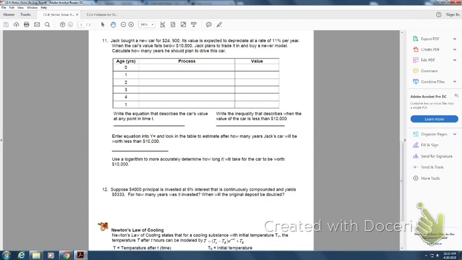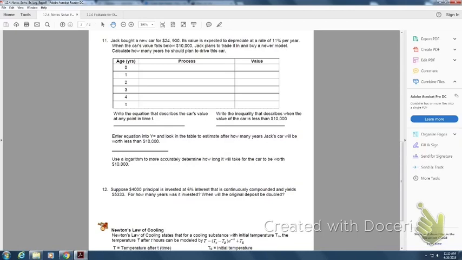Okay, so looking at this, it says Jack bought a car for $24,900. It depreciates at 11% per year. When the car falls below $10,000, he plans on trading it in and buying a newer model. So let's go through this table. It's a little tedious, but let's go ahead and fill it out.